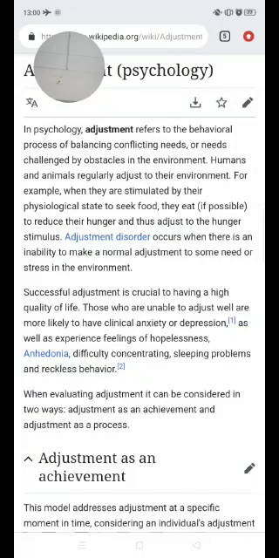So successful adjustment is crucial to having a high quality of life. Suppose if we want to achieve something in our life, then at all the level of the life or at all the level to come our goal, we need to adjust ourselves at all the levels of the goal. So those who are unable to adjust are more likely to have clinical anxiety or depression.